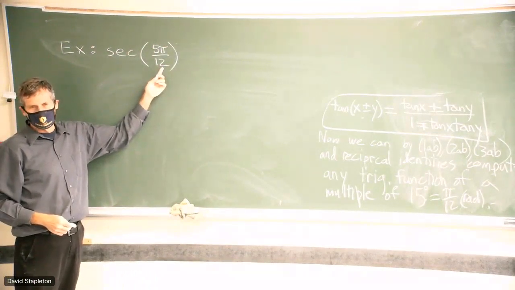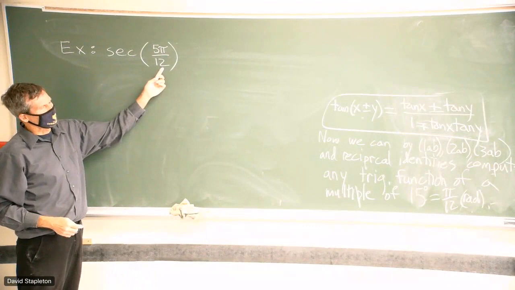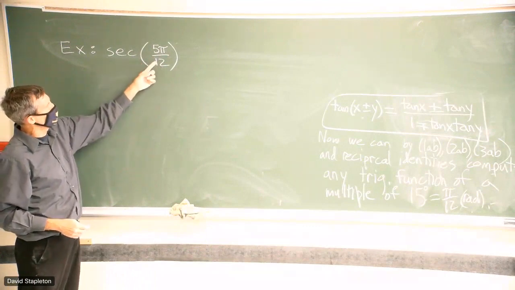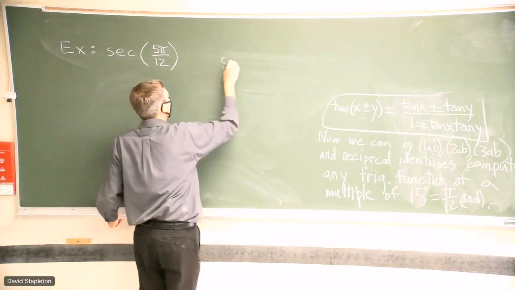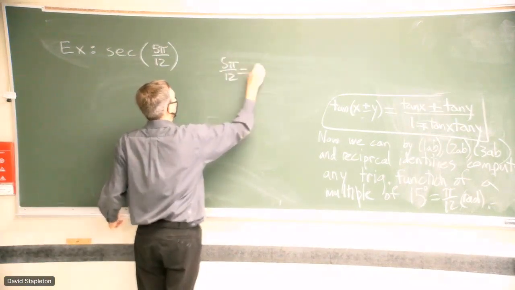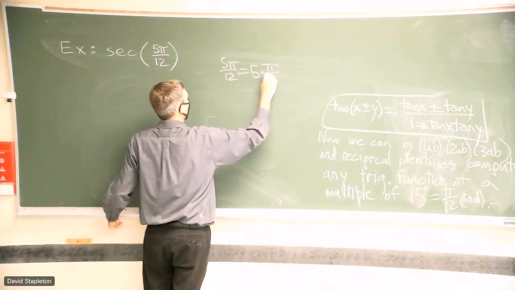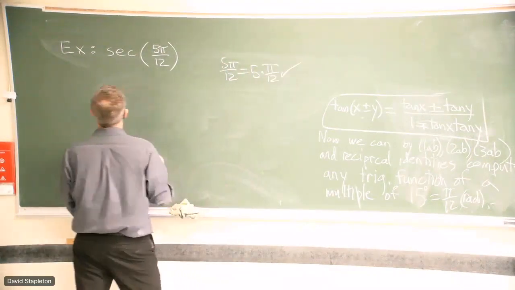These are easy to tell. Right? If it's not already obviously a special angle, you just look, is it a multiple of pi over 12? Sure it is, it's 5 pi over 12, right? So I just say 5 pi over 12, 5 is a multiple of pi over 12, so I'm good.